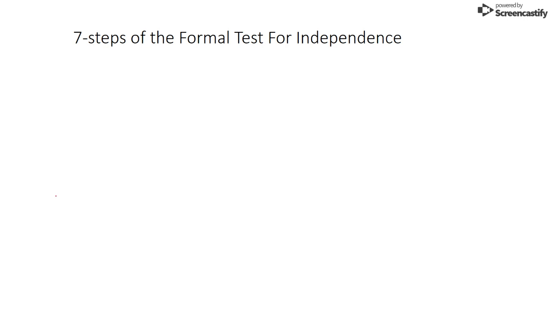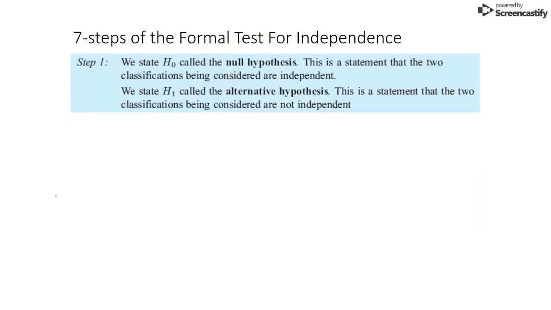So the 7 steps of the formal test for independence. So the chi-square test for independence. Step 1, we are basing our test off the assumption that these things that we're investigating are independent, meaning that they do not affect one or another. So that means in our case, we're assuming that gender and whether or not you went Black Friday shopping is independent. We call this the null hypothesis.